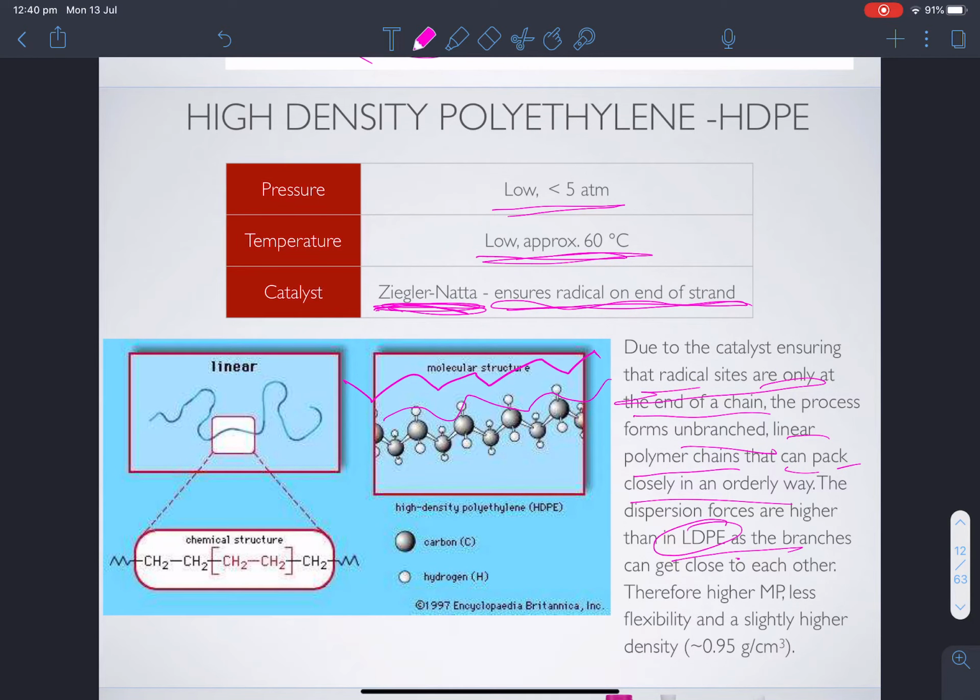Higher melting point, it takes more energy to pull those strands apart. Less flexibility, they hold on to each other strongly. And a slightly higher density. The density for high density, even though it's called high density, is just under the density of water, 0.95 grams per cubic centimeter.